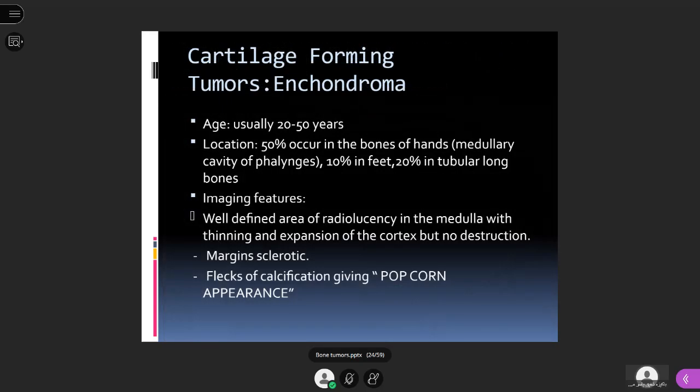Okay, now next comes the cartilage forming tumors. The tumors which will form more cartilage will later undergo calcifications.